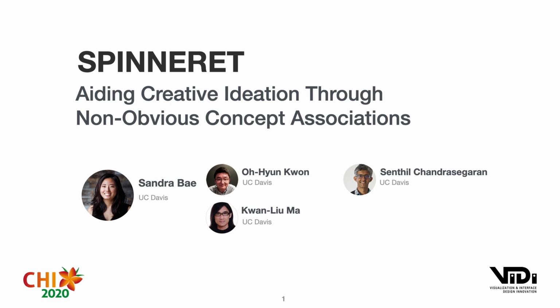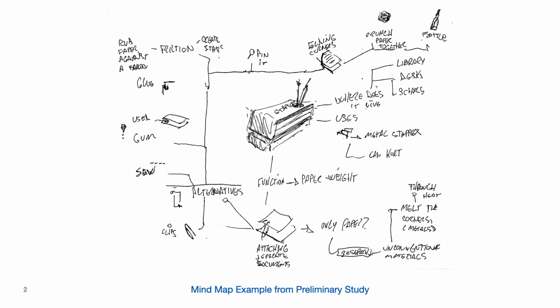Hello everyone, my name is Sandra and today I will be presenting Spinneret, aiding creative ideation through non-obvious concept associations. Mind map is a design tool for various purposes such as comprehension, reflective thinking, and even creativity.